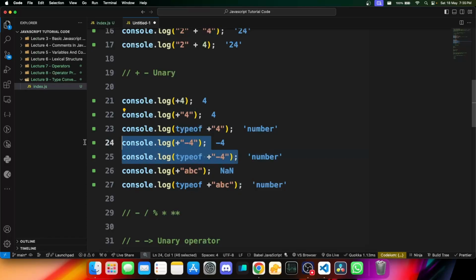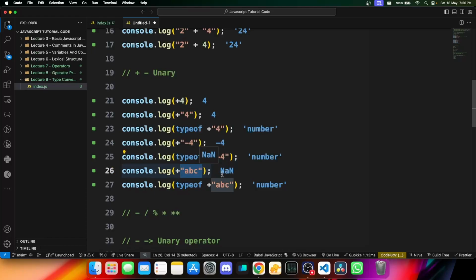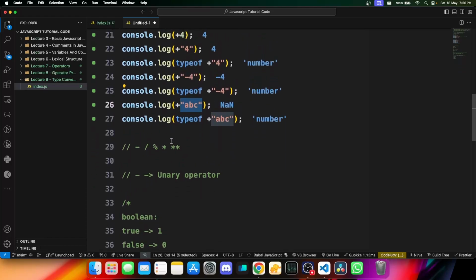You can check the type from here. But in case of this, you can see the string was not an actual number, but you gave a plus, so implicit type conversion occurred, and you got not a number, which is also a number. But this is one of the ways in which you can produce not a number, right? You can't go and do this kind of stuff. It's not possible, and so that's why you got not a number, right?